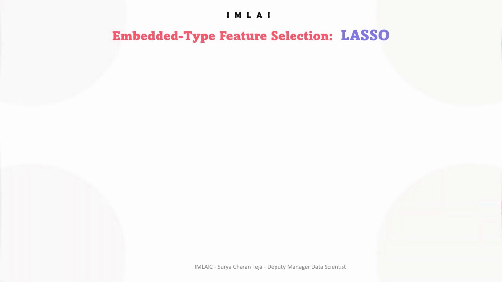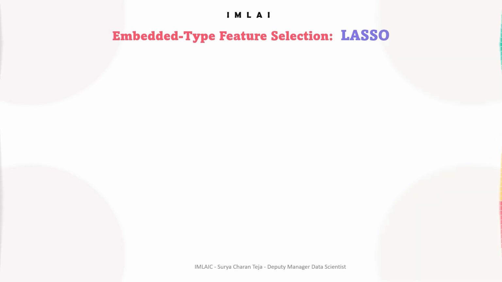These algorithms employ regularization techniques or tree-based mechanisms to assign importance or weights to the features during the model training process. This importance or weight information is then used to rank or select the most relevant features, effectively performing feature selection as an integral part of the model building process. Hence, let's begin with lasso.